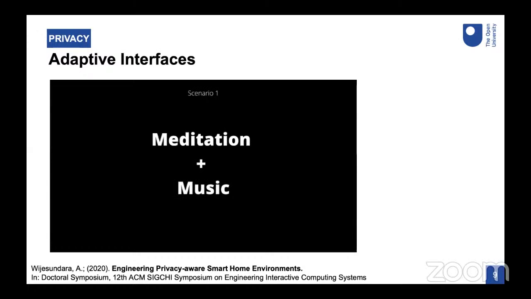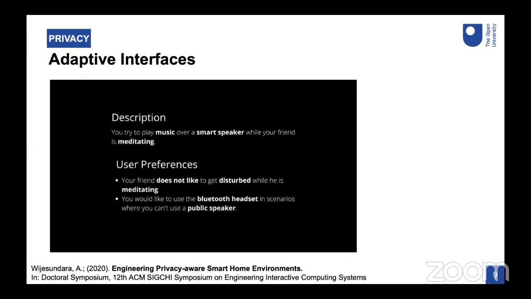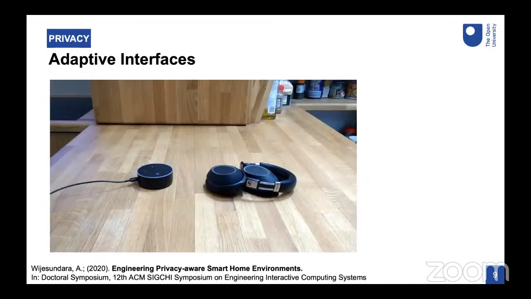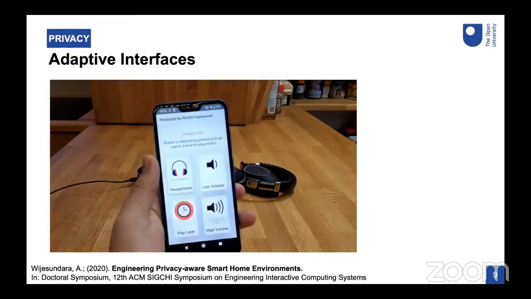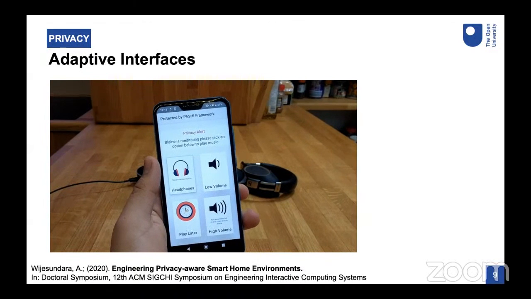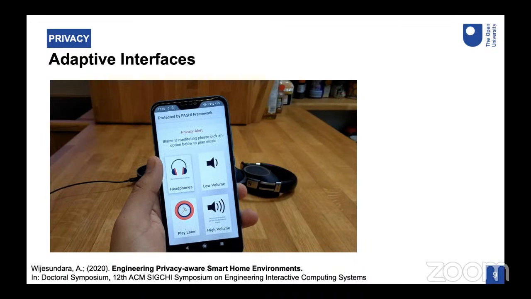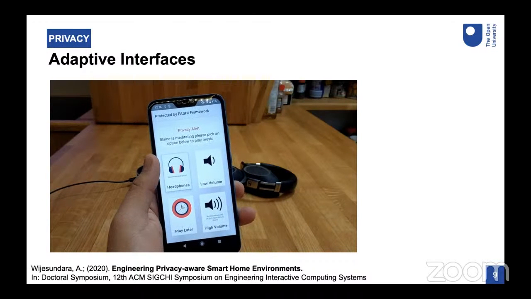So in this first example video, one person in the house is trying to meditate. They don't want to be disturbed. Someone else wants to play some music over a smart speaker. Alexa, play some music. And now the adaptation system prompts the user to say, there's a privacy problem here because Blaine is meditating. So to pick an alternative form of output for listening to the music.